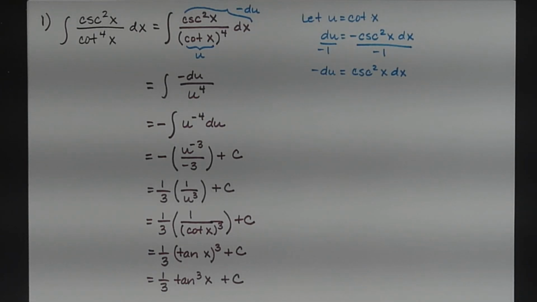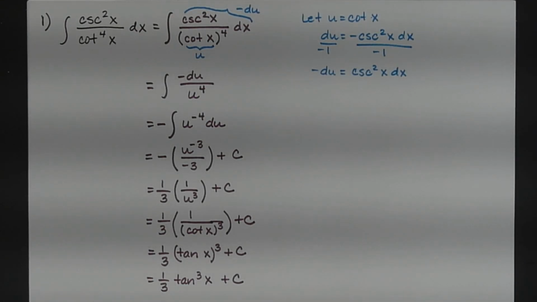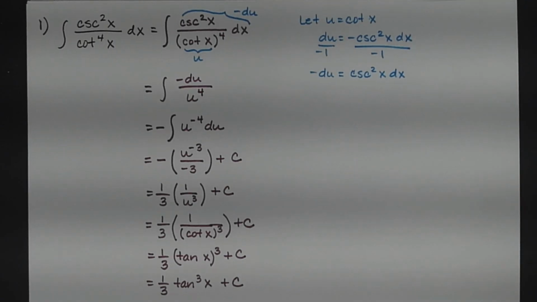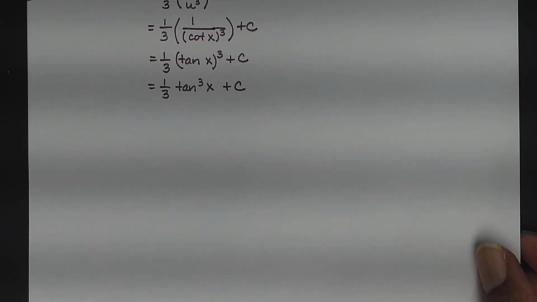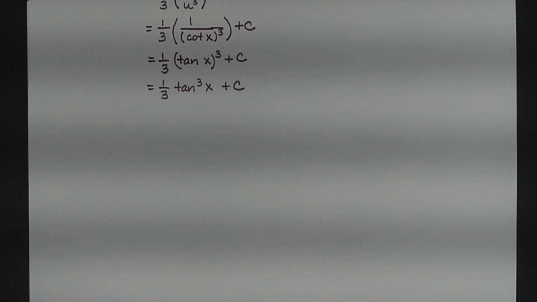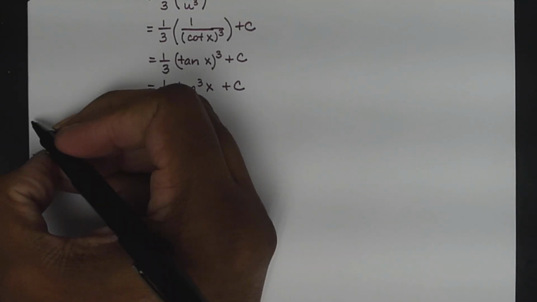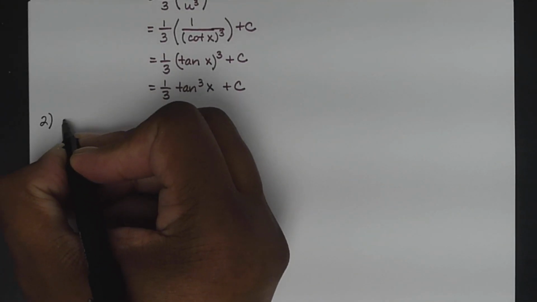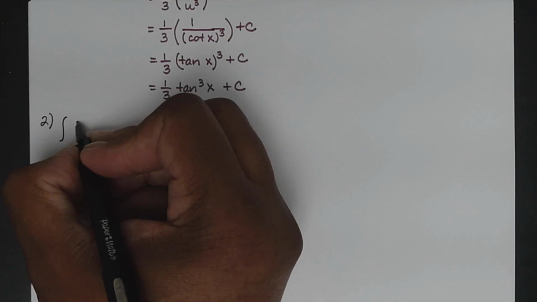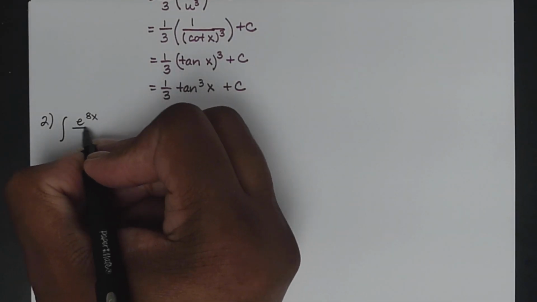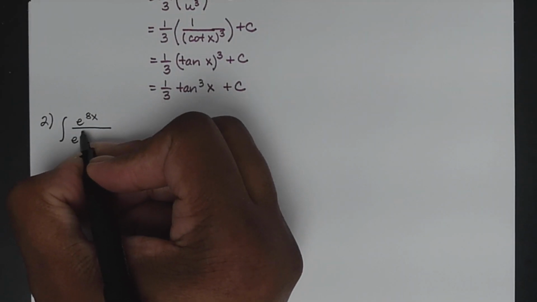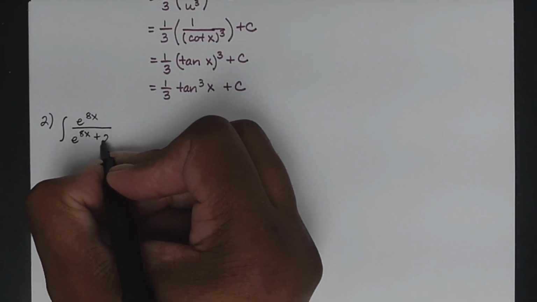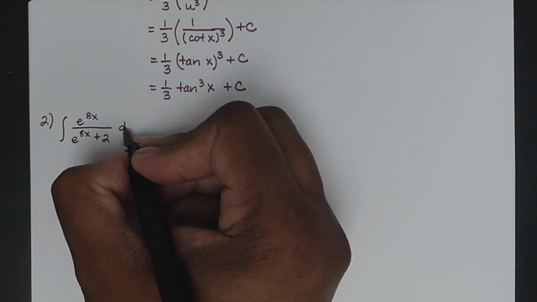Okay, here's another example. Now this one has the natural base e in it. So let's say you had something like this one, the integral of e to the 8x divided by e to the 8x plus 2 dx.